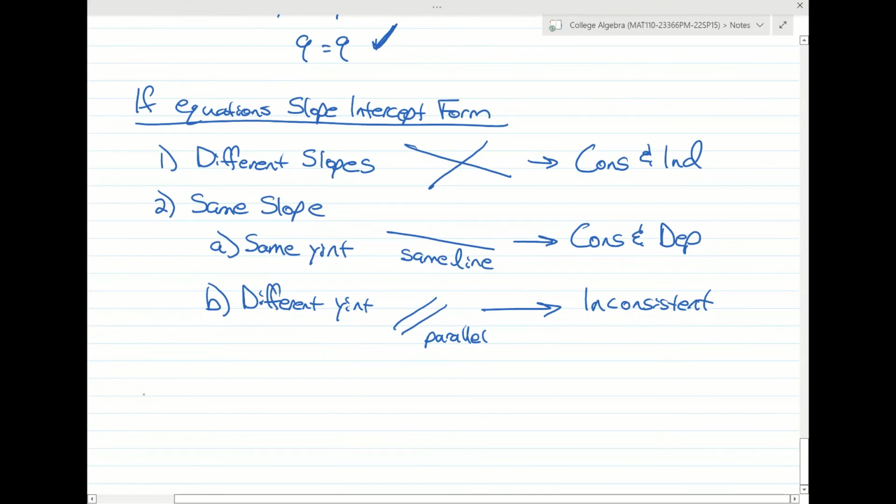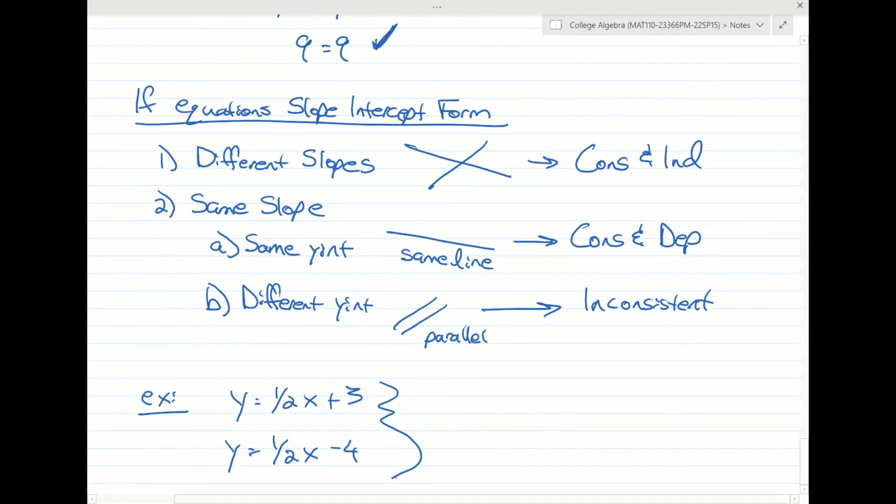But if you had a system like this, y is equal to 1/2 x plus 3, and y is equal to 1/2 x minus 4. Without doing substitution or elimination, they have the same slope, but they're different y-intercepts. So would they be parallel? Same line? Yeah, these would be parallel. All right, so just a little shortcut here.